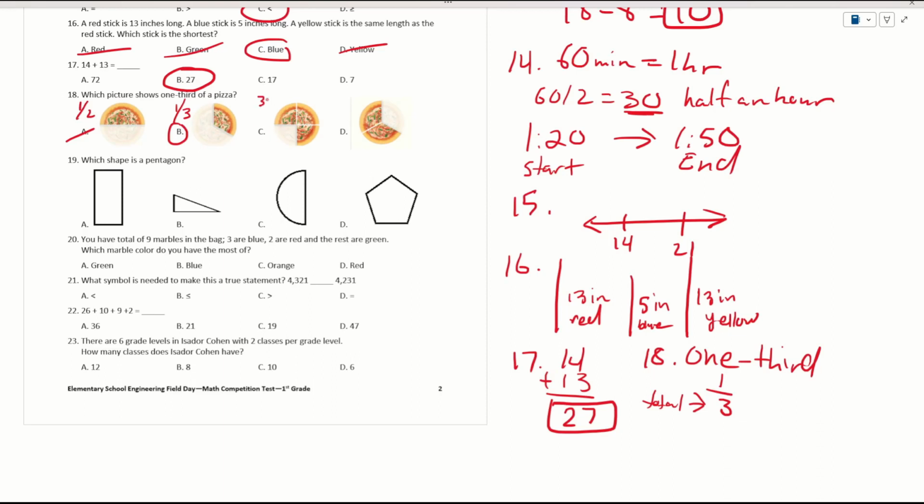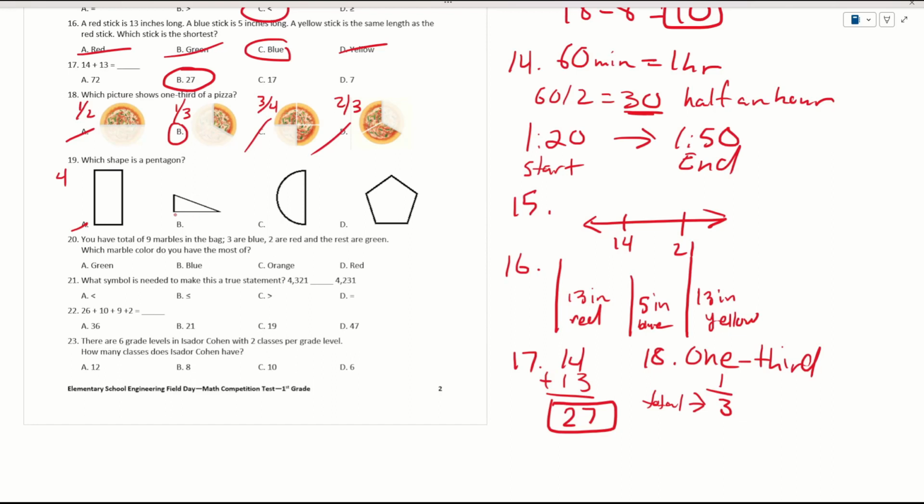C is 3/4, because you can see how many slices there are. D is 2/3, which cannot be that. So our answer has to be B. Which shape is the pentagon? Okay, remember that a pentagon has 5 sides, okay? It cannot be A, because this is a rectangle, because it has 4 sides.